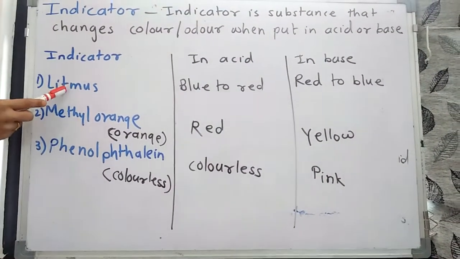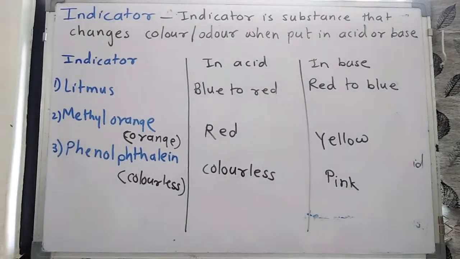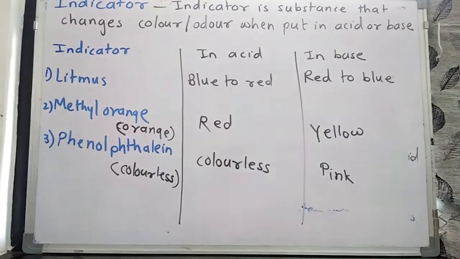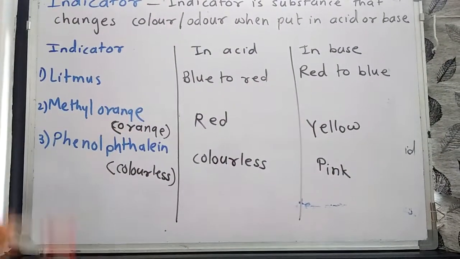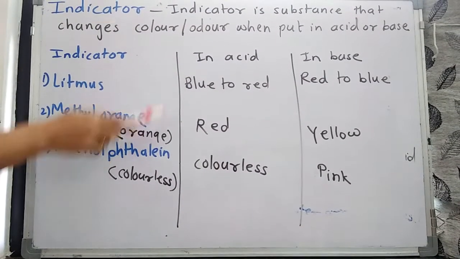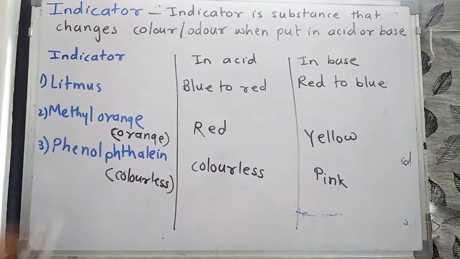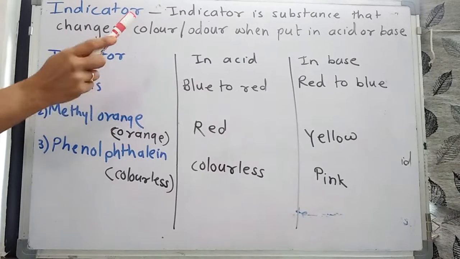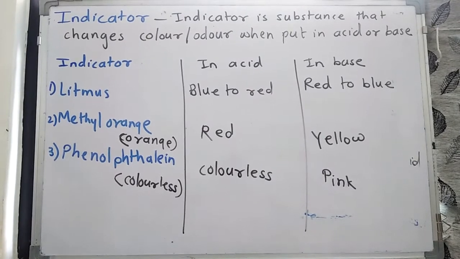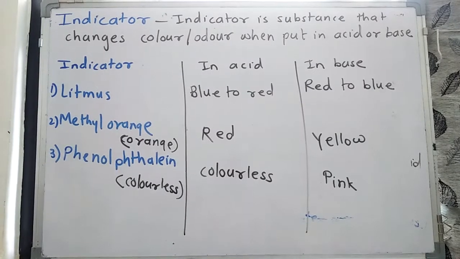Now when litmus paper is put in an acid solution, if we have blue litmus paper, blue litmus changes to red. But red always remains red in acid. If we add red litmus paper to a base, then red changes to blue. So in acid, blue litmus changes to red, and in base, red litmus changes to blue. Red remains red in acid, and blue remains blue in base.